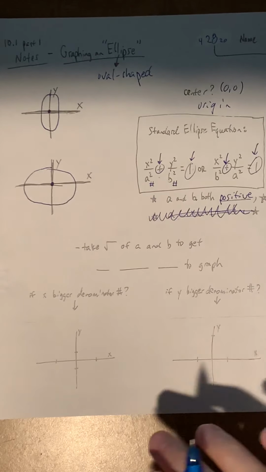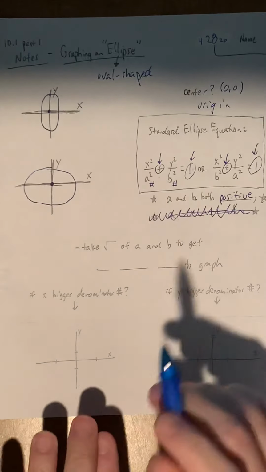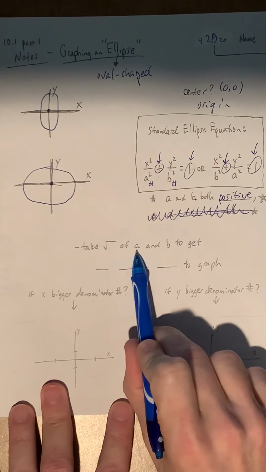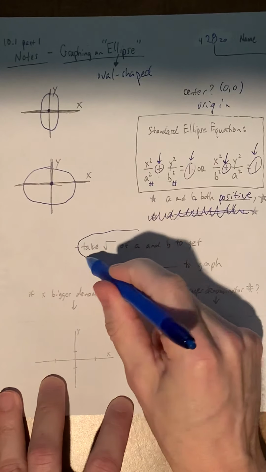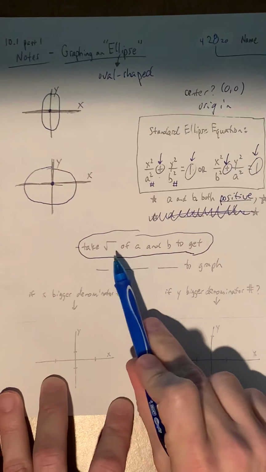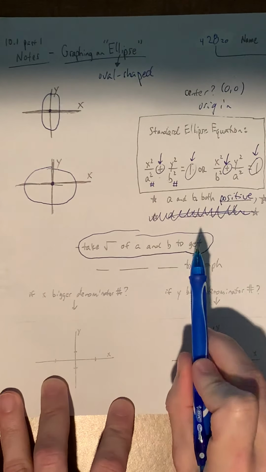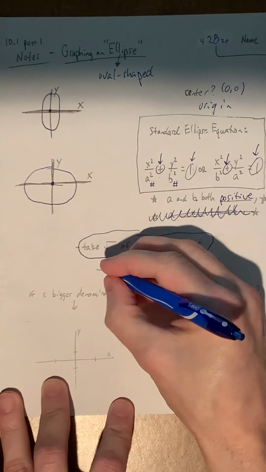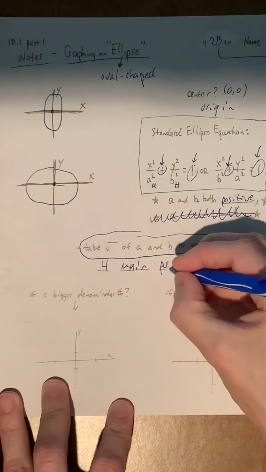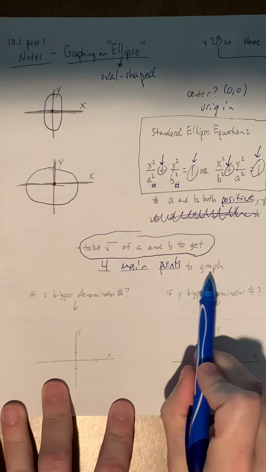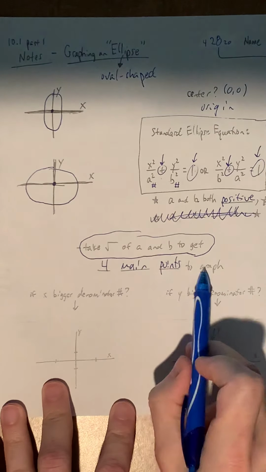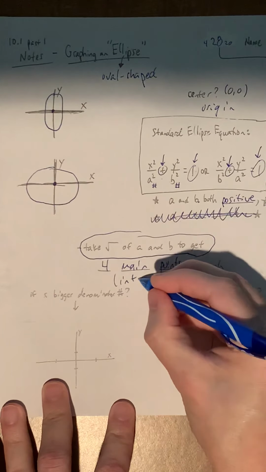A couple other things. One thing you will be doing is you're going to have to take the square root of whatever numbers A and B are in the denominator. All right, so this is an important step we're going to take in a little bit when we do our examples on the back, when we graph them. You have to take the square root of A and B, because what that gives you are your 4 main points that we're going to need to graph. Okay, when we graph these, we want 4 main points. Those main points are our intercepts.